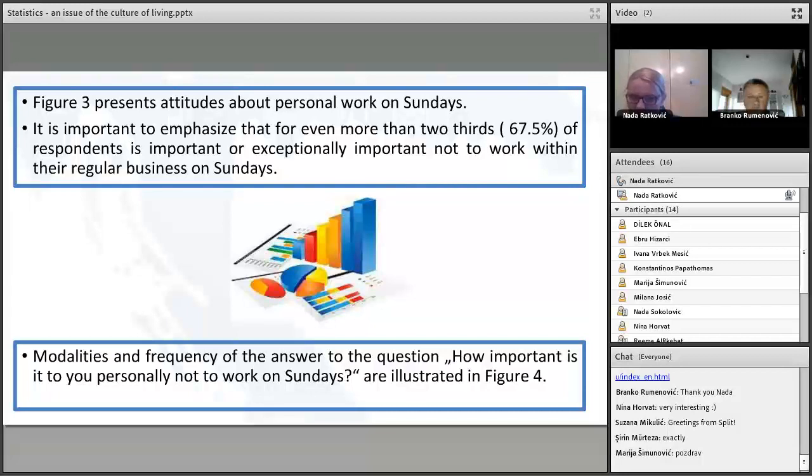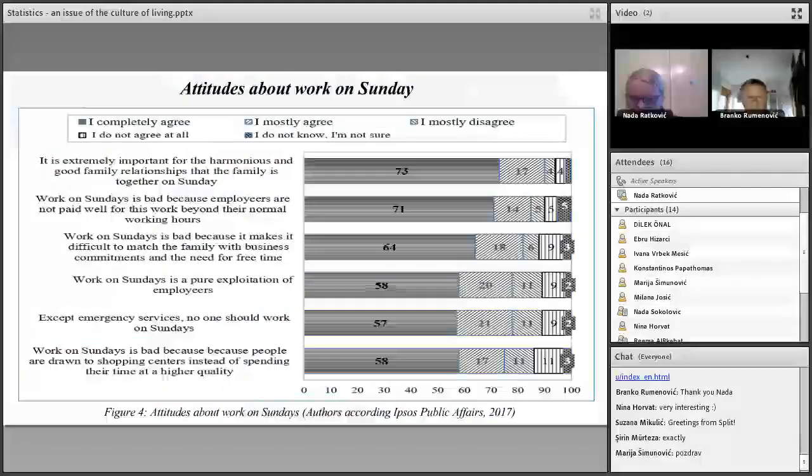How important it is to you personally not to work on Sunday was on figure 4. Here are the attitudes about work on Sunday. Let's see here. I completely agree. I do not agree at all. I mostly agree. I do not know, I'm not sure. I mostly disagree. What we see here on this figure.